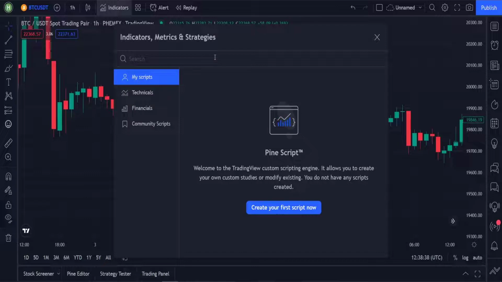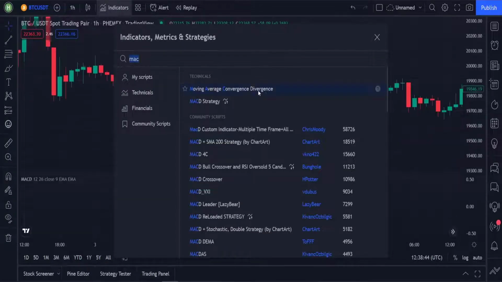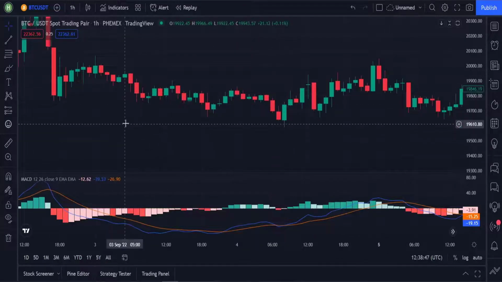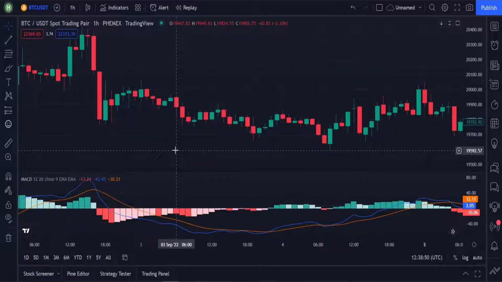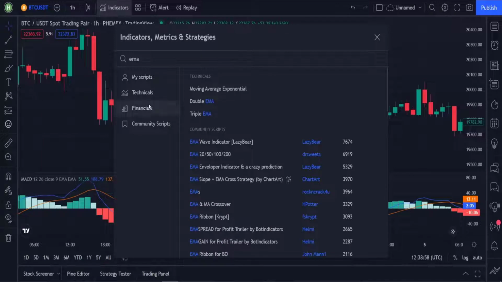We're just going to add 2 indicators in TradingView because this is a super simple strategy. So the first thing we're going to add is the MACD, which is the moving average convergence divergence. We're not going to change any of the settings for this and use it as it is. Now we will add the second indicator. The second indicator is an exponential moving average, the EMA.